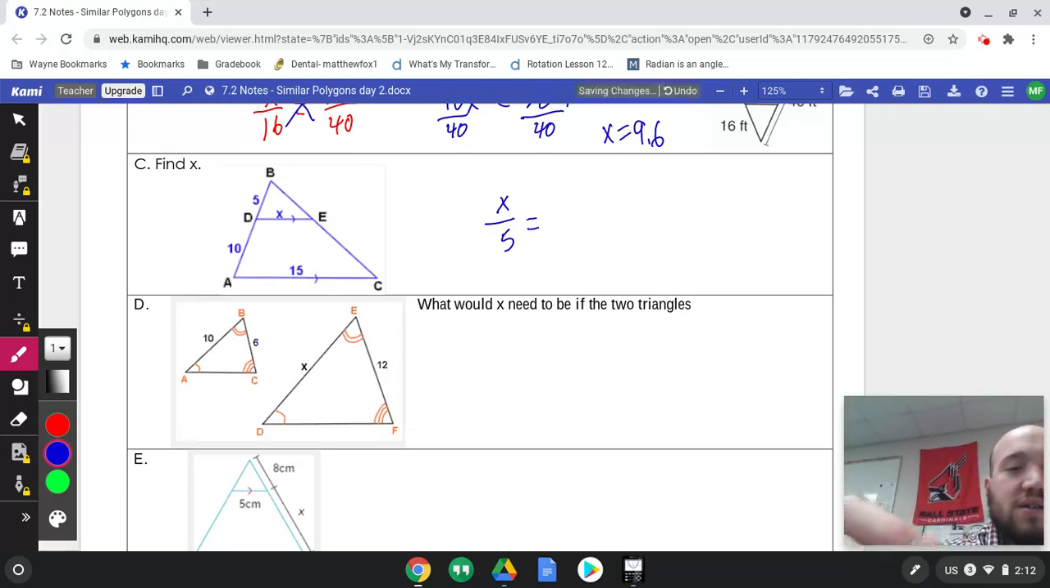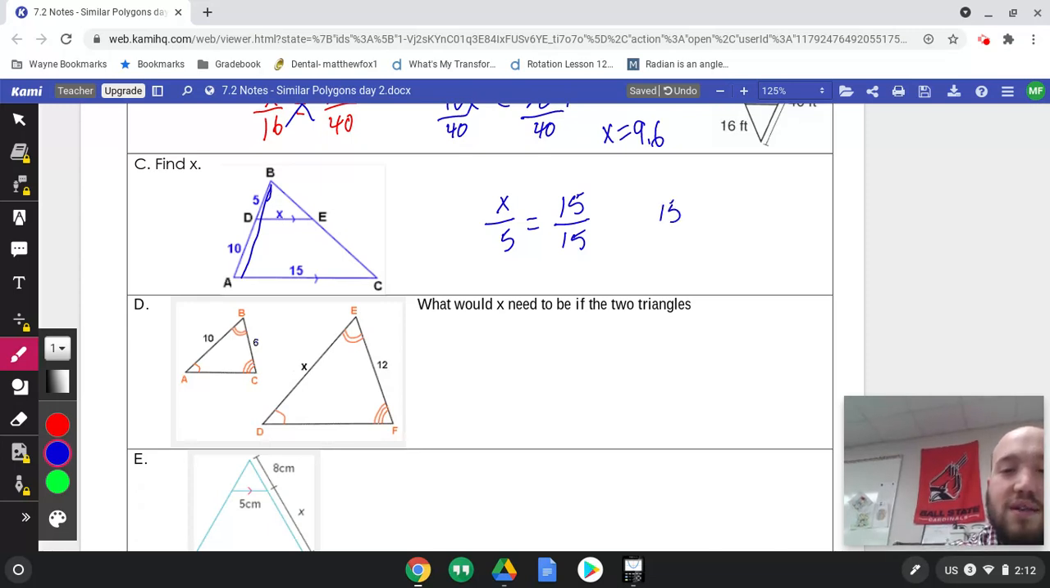Now x matches up with the 15, so that has to go on top. Be careful, the 5 does not match up with 10. The 5 would match up with this whole length. So 5 plus 10 gives us 15 as well. Okay, at this point, we can cross multiply again.